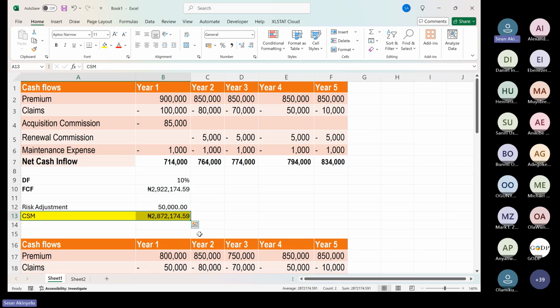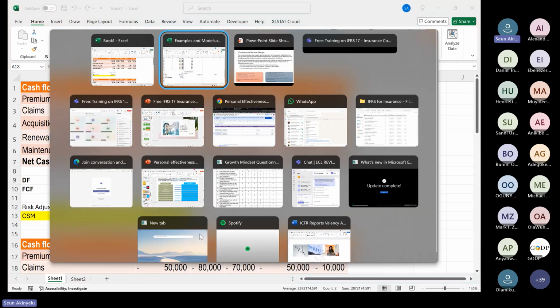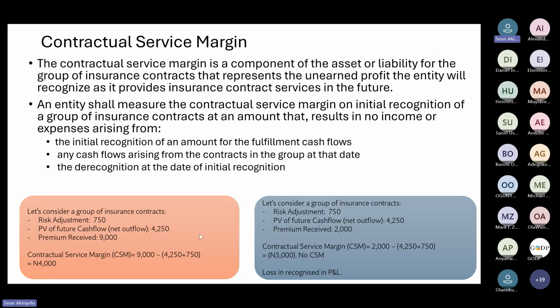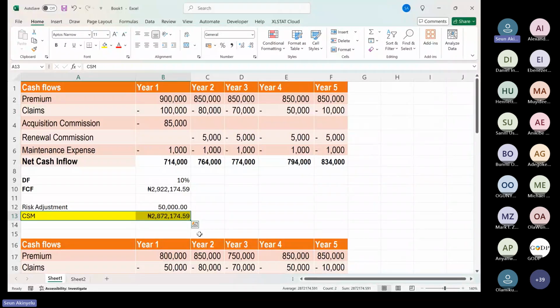However, when it's an onerous contract, it means that you have already spent more than even the total amount that you collect on that contract. At that point, the total amount that you would have brought in as a CSM, you would be expensing straight as a loss in P&L. In that case, you would not have a CSM.